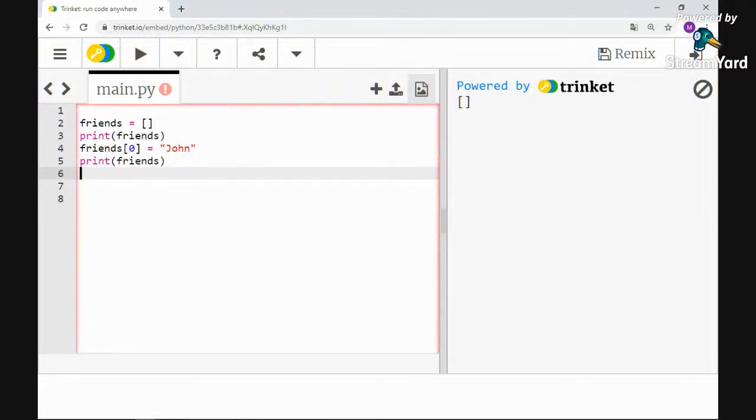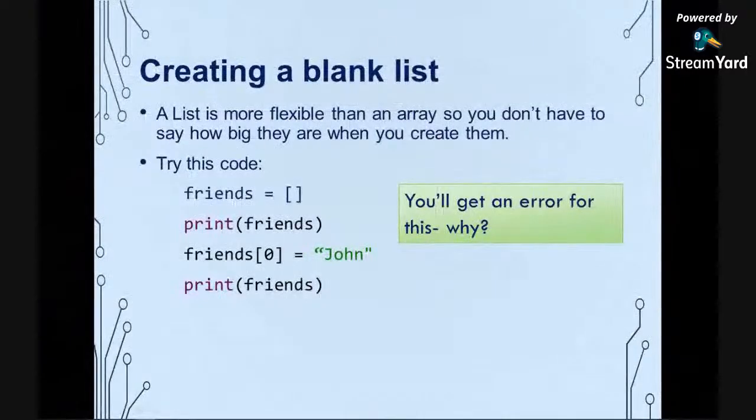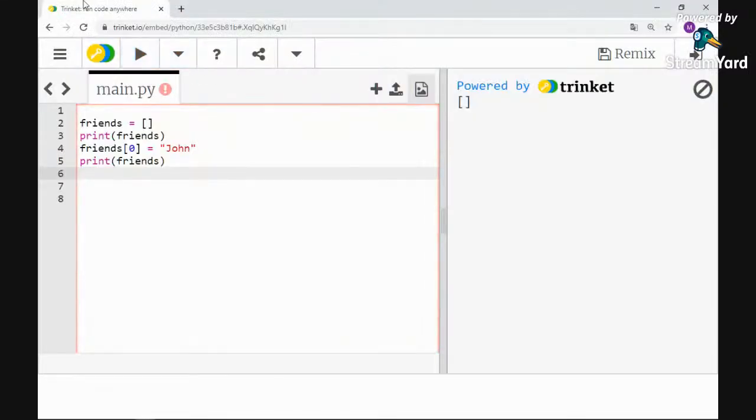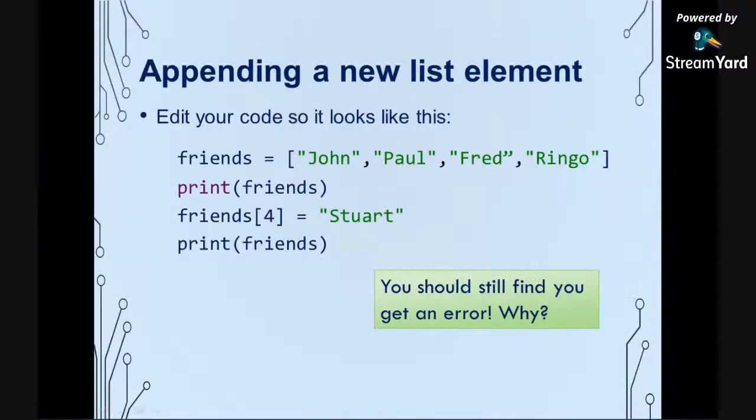So going back to the slides, how do we add items to our list? Let's try the next one. So if you edit your code so it looks like this, John, Paul, Fred, Ringo, instead, and changing and trying to add the 4th item to be Stuart, we should still get an error. I want you to think about why. Let me just pull this back over.